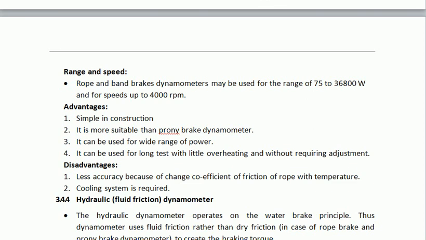Let us see the advantages and disadvantages of this rope brake dynamometer. If you see the advantages, it is simple in construction, it is more suitable than the Prony brake dynamometer, and it can be used for a wide range of power. It can be used for a long test with little overheating and without requiring any adjustment. The disadvantage is less accuracy because of change of coefficient of friction of the rope with temperature, and a cooling system is required. So these are the disadvantages of this.